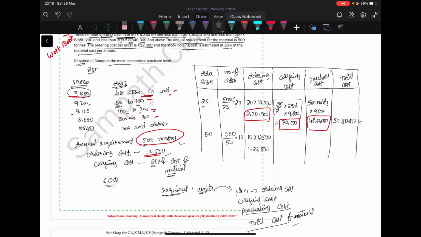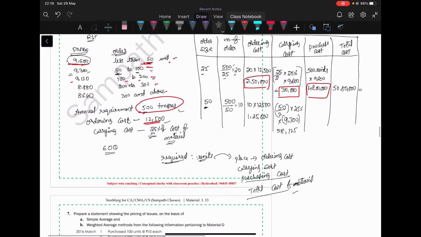And carrying cost, how many units am I carrying on average? Only 50 units divided by 2, at 25%, that is the carrying cost given in the question, into the price at which I am purchasing for 50 units, 9,300. So 50 divided by 2 into 25% into 9,300 is 58,125 rupees. One second, I will take this one to this side.